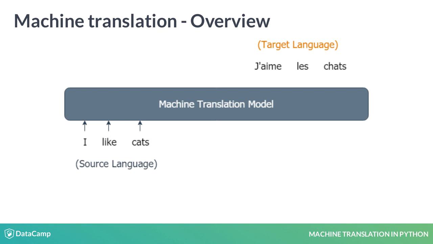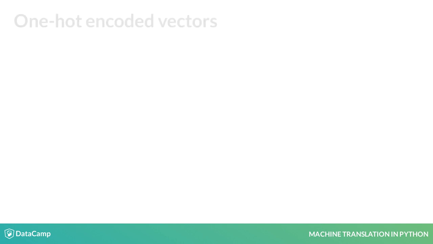Let's now see how a machine learning model can be used to translate a sentence. First, the words of the source sentence are fed to the model one by one, sequentially. Then, the model outputs a predicted translation word by word in a sequential manner.